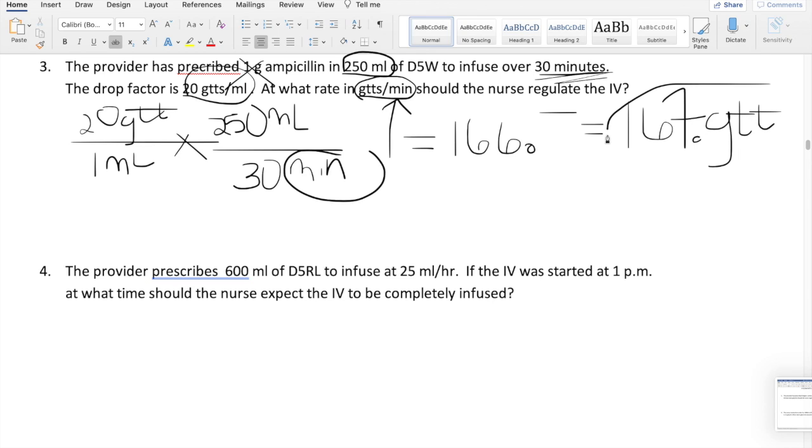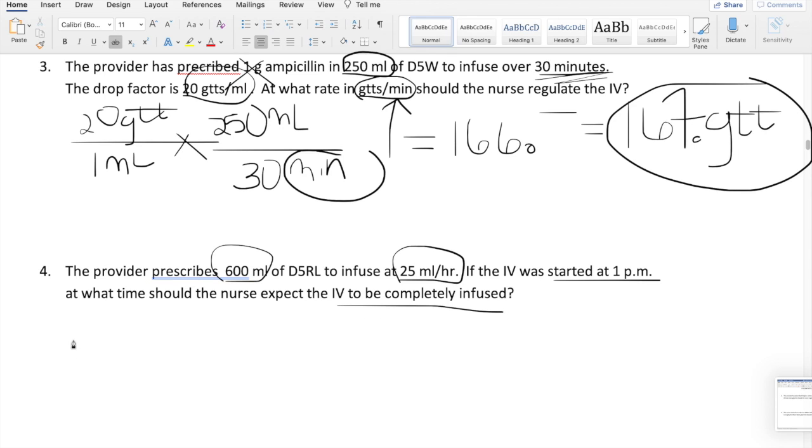All right, so on to number 4. The provider prescribed 600 milliliters of D5RL to infuse at 25 milliliters an hour. If the IV was started at 1 p.m., at what time should the nurse expect the IV to be completely infused? So this is a different question from drops per minute, right? So what we have to do is we have to put this as the total volume over the hours in order for us to get our answer. All right, so that's the formula. Total volume over the hours.